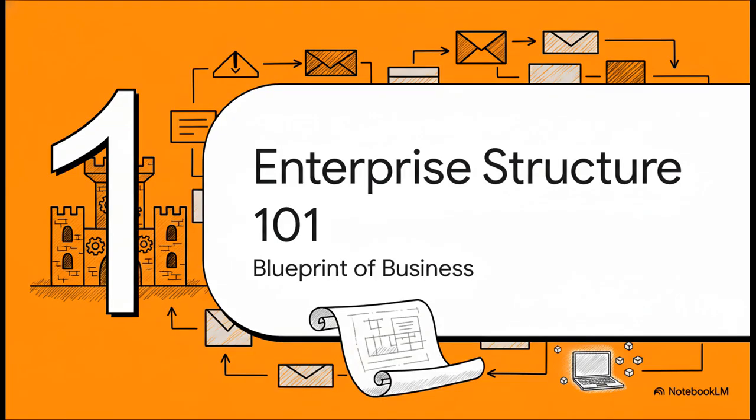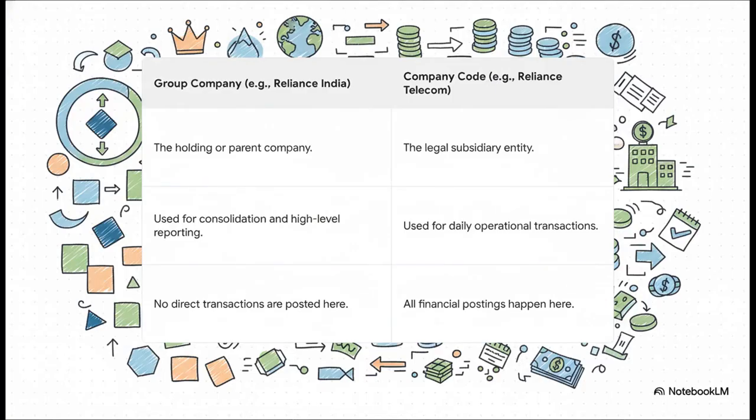You can think of this as the blueprint for the entire business inside SAP. And believe me, getting this foundation right is absolutely critical. So this is the first big concept you have to wrap your head around. You've got the group company and the company code. Think of the group company as the main headquarters, right? It's the parent. It doesn't do any day-to-day business. It just consolidates all the numbers for those big high-level reports.